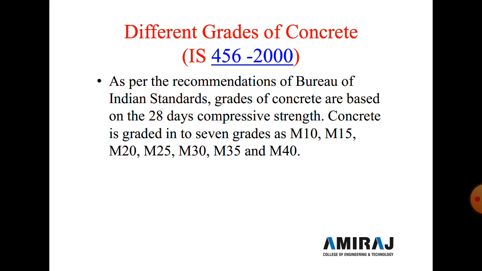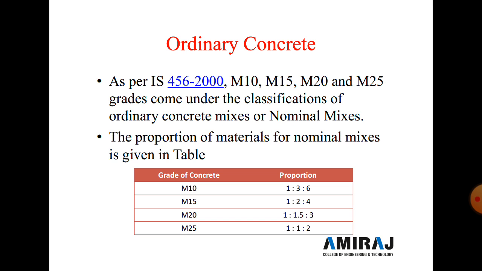Concrete is graded into 7 grades: M10, M15, M20, M25, M30, M35 and M40. Now we discuss ordinary concrete. As per IS 456-2000, M10, M15, M20 and M25 grades come under the classification of ordinary concrete or normal mix of concrete, and the proportion of the normal mix is given in a table.